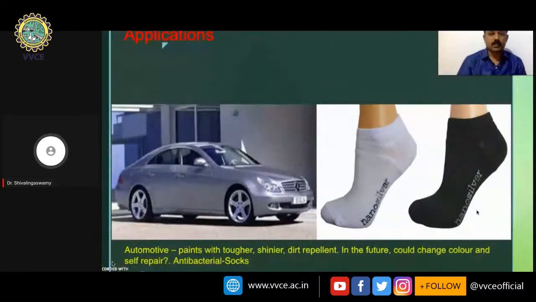Okay, here there are some existing applications of nanotechnology. Mercedes-Benz uses this application. They use paints made out of nanostructures, particularly nanoparticles. The important feature of this paint is that it is dirt repellent and also almost scratch proof. And in future, it could be even beautiful.